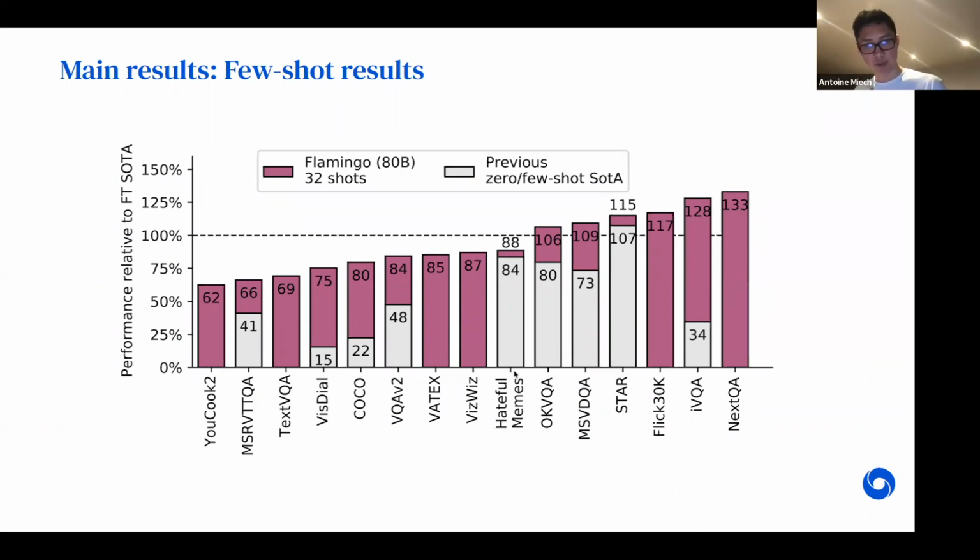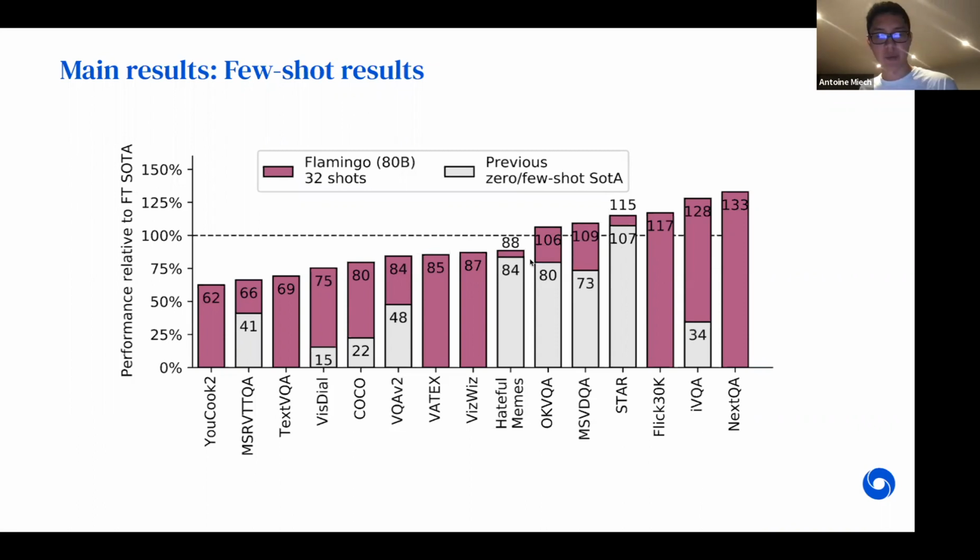So I'm showing all of the benchmarks I've mentioned on the x-axis, and on the y-axis you have the normalized performance relative to the previous fine-tuned state of the art at the time of the paper. And you can see there is one horizontal line, which is the 100% line, and this is the performance that you need to reach if you are on par with the fine-tuned state of the art. And you can see that on 6 benchmarks, with the Flamingo 32-shot evaluation, we are actually better than the fine-tuned state of the art, which I think was the first time we had visual language models that were outperforming fine-tuned models in few-shot.